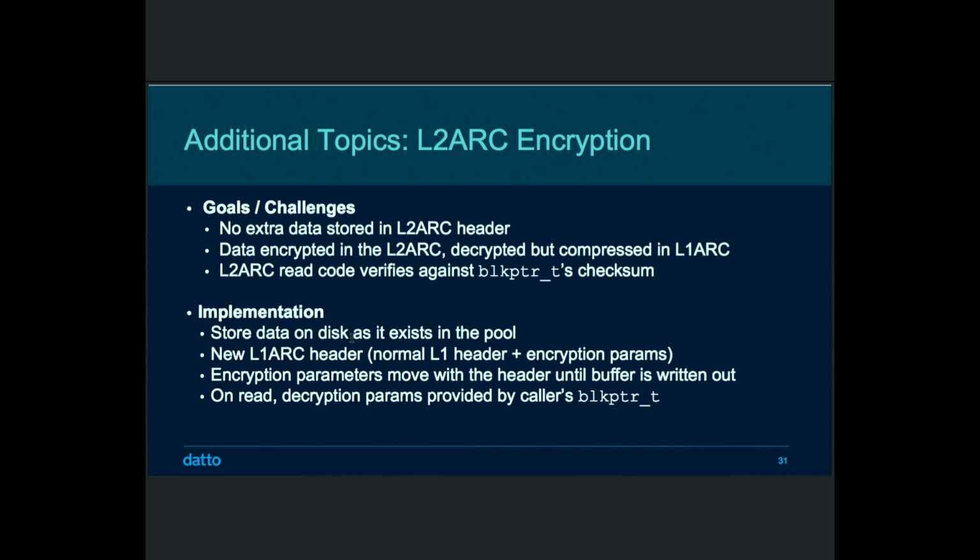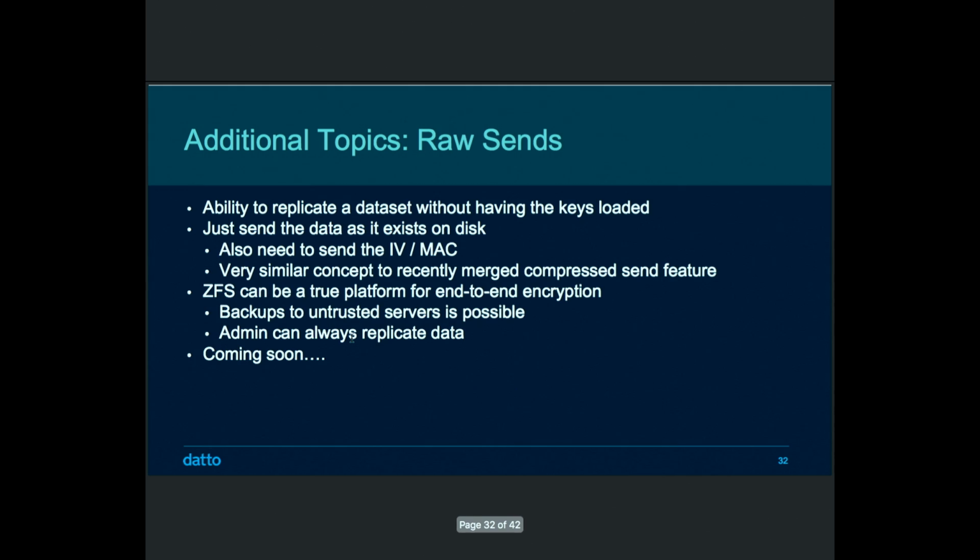Once we have the data decrypted, when we go to write it to the L2 ARC, we're going to re-encrypt it, and that's basically how it's going to work. It's going to be exactly the same as it is on disk. And when it gets read off of the L2 ARC, it will use the block pointer's IV and salt to decrypt it.